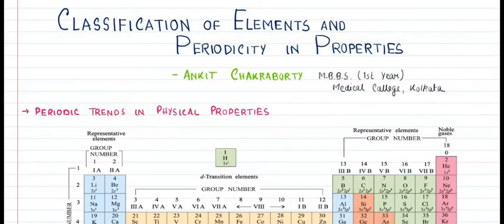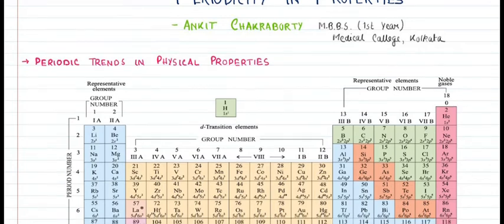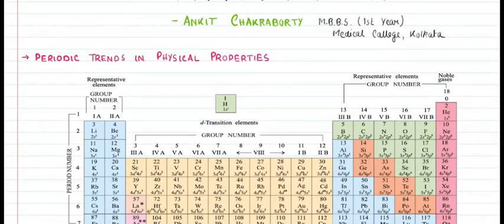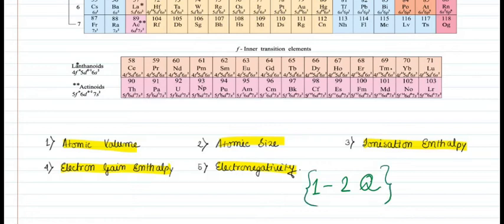A very important portion of the periodic table is property. Most of the questions which come from periodic table will come from this portion only. Okay, so this is periodic trends in physical properties. What are the physical properties we are going to see? Atomic volume, size, ionization enthalpy, electron gain enthalpy, electronegativity. You can expect at least 1 to 2 questions will definitely come in your NEET exam from this portion, so we have to be very thorough with it.